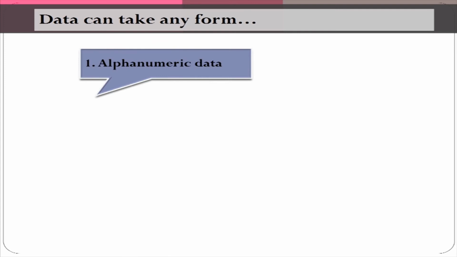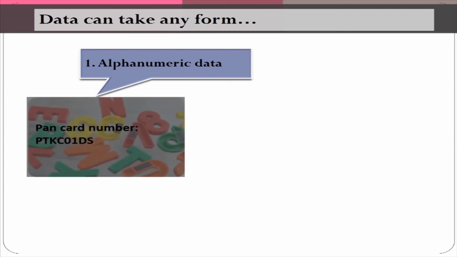Data may take any form. Number 1, alphanumeric data. This is a combination of numbers and letters. For example, a PAN card number, PTKCO1DS, a social security number, or an NSSF number.